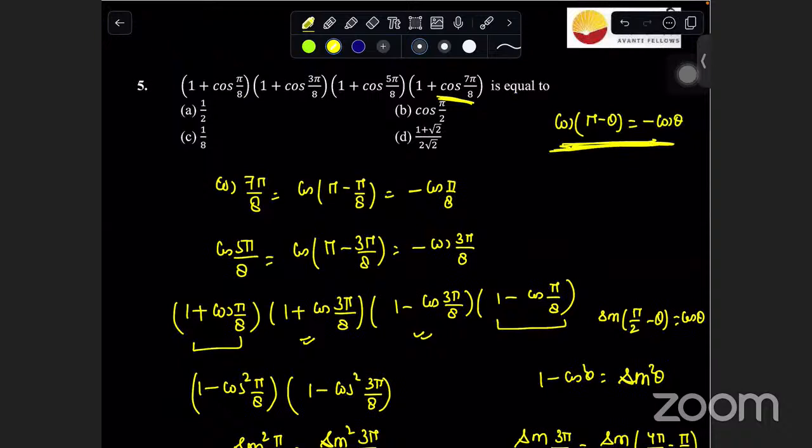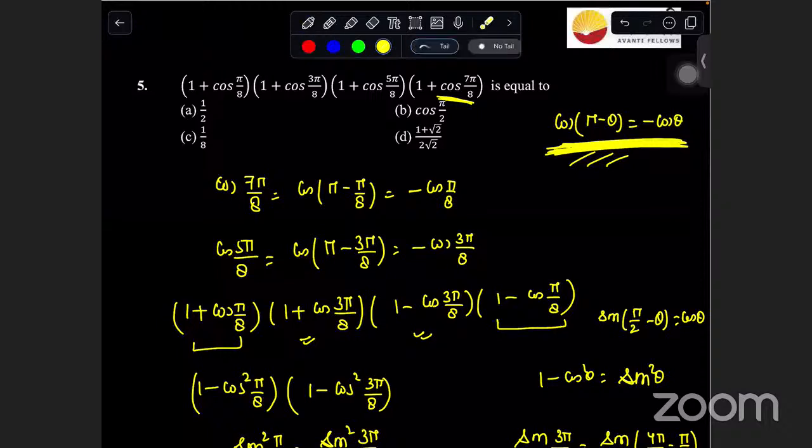See, this is the first trigonometric conversion that I wish you know. If you don't know, now remember it. Cos pi minus theta is minus cos theta. See, trigonometry is full of formulas, full of conversions, and remembering them does not have any alternative. Alright, you have to remember it. Now, this cos 7 pi by 8 is cos pi minus pi by 8, which is minus cos pi by 8. This cos 5 pi by 8 is cos pi minus 3 pi by 8, which is minus cos 3 pi by 8.